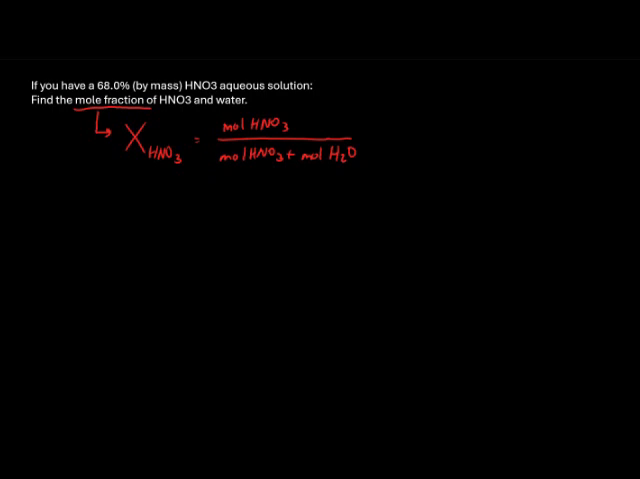Our task here will be to first find the moles of HNO3, we'll mark that with an A, and then after that find the moles of water, which we'll mark with a B. To get those moles, we'll begin with the other piece of information we've been given, that the solution is 68% by mass. Let's think about mass percent also.